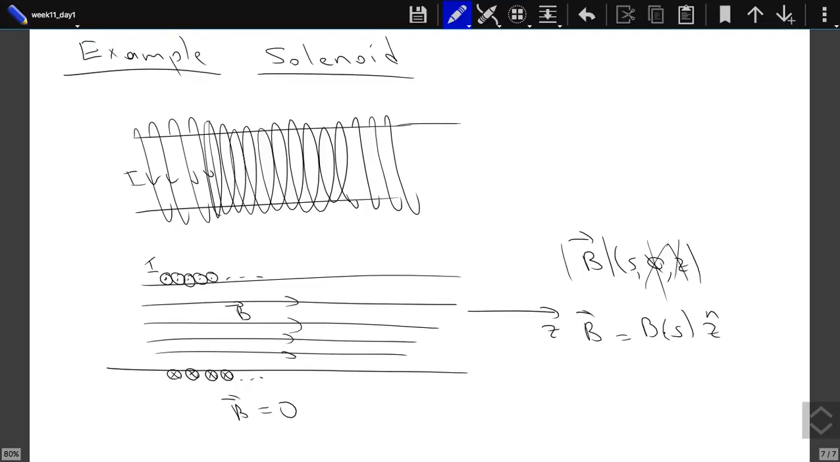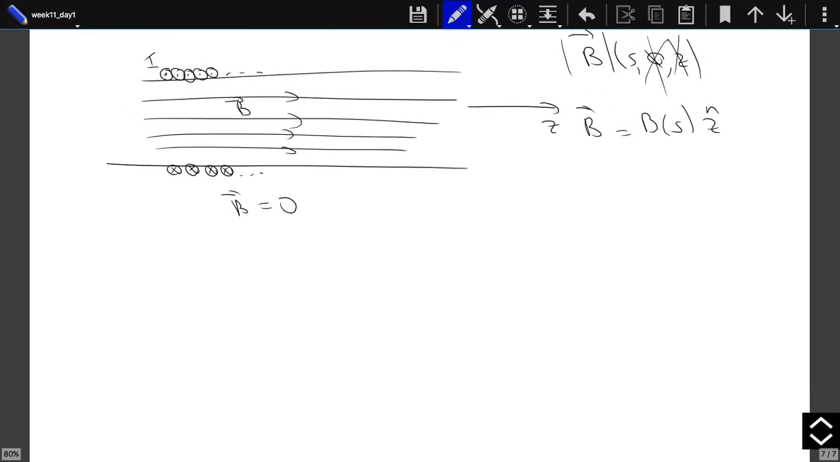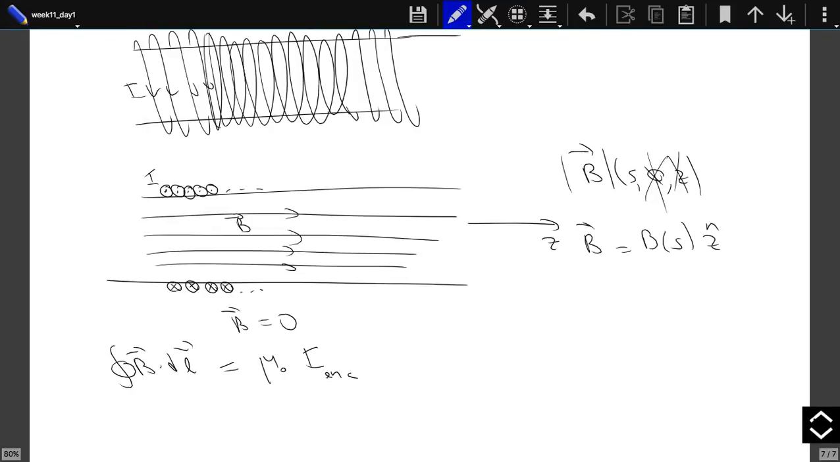We can use Ampere's law. The integral of B dot dl over any closed loop should be equal to mu 0 times the total enclosed current. So I just need to choose a suitable loop to evaluate this B dot dl integral. So let me choose this loop, in this direction. Let's call these A, B, C, and D points.